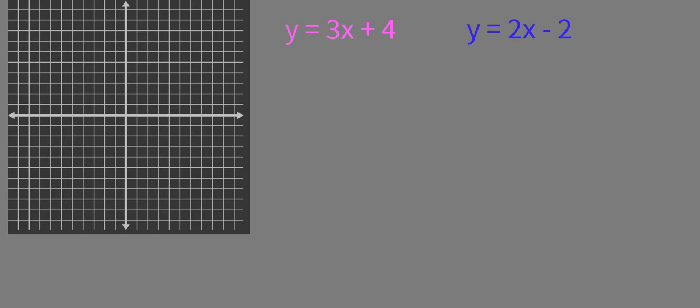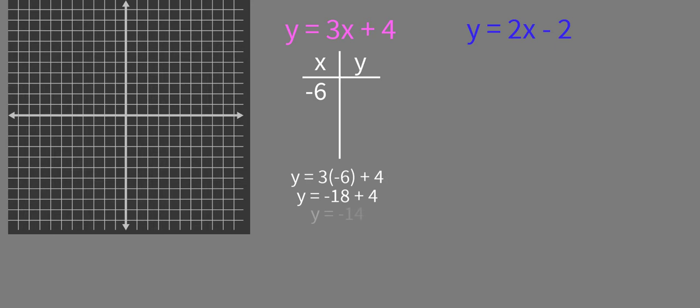We could use the intercepts, but we want more points than that just to verify that we're graphing correctly. So let's start with -6. When x equals -6, 3 times -6 plus 4 equals -18 plus 4, which equals -14. So we have a point of (-6, -14).